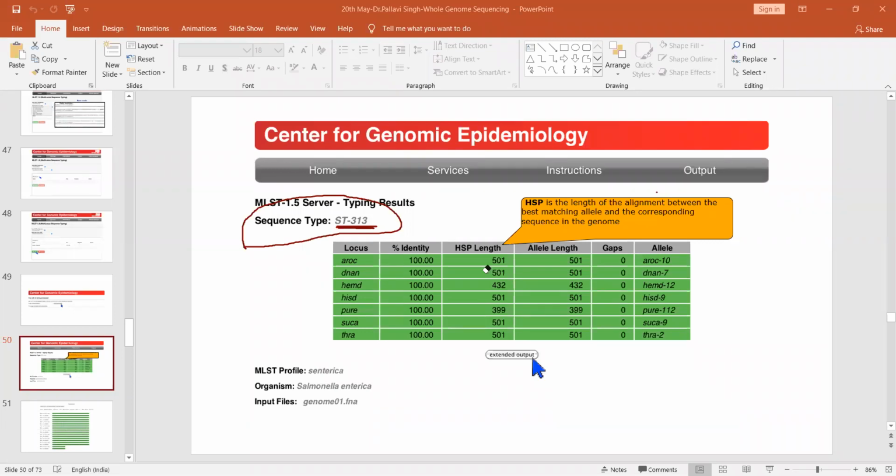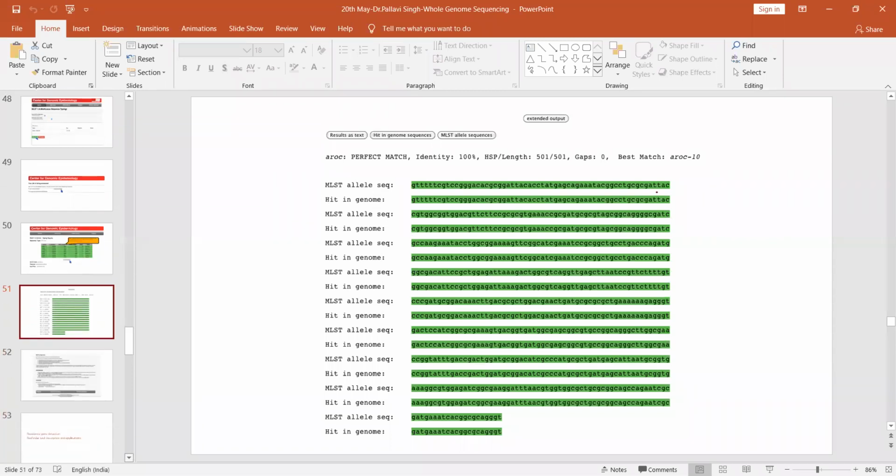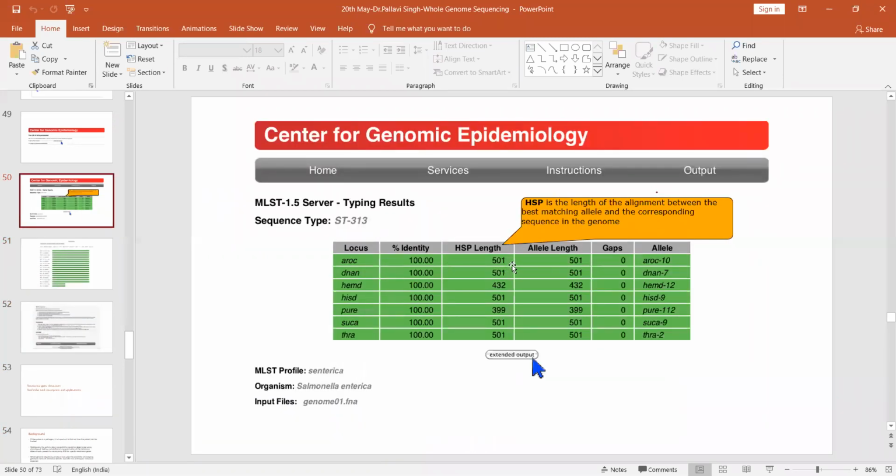Let me move to the next slide. If you want to go into the detailed result, there was an option of extended output. You can click it. The moment you click extended output, it will show you the MLST allele sequence which it has considered and your hit in the genome, your random hit. So you can see 100% matching between the MLST allele and your query, your hit. So the better the identity, the better the HSP length and allele length, you will get the species type.